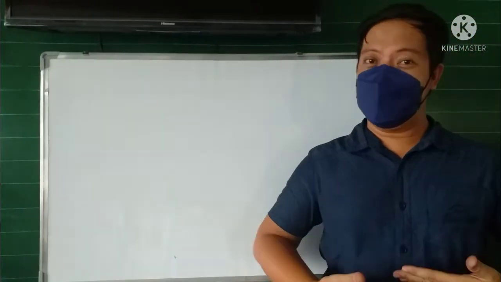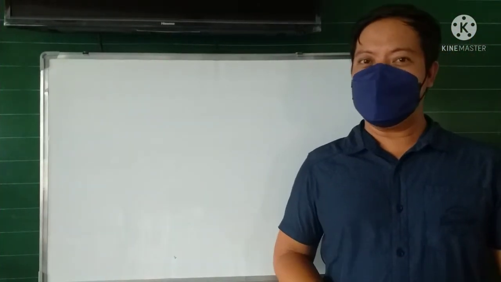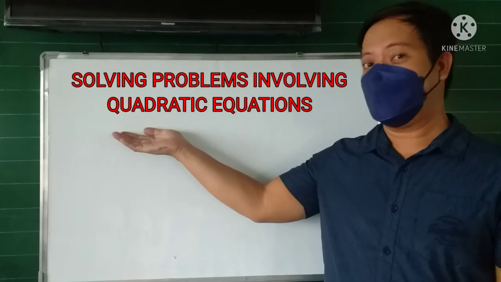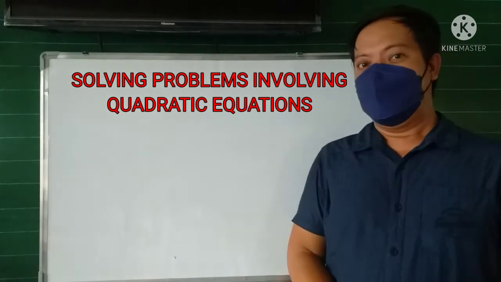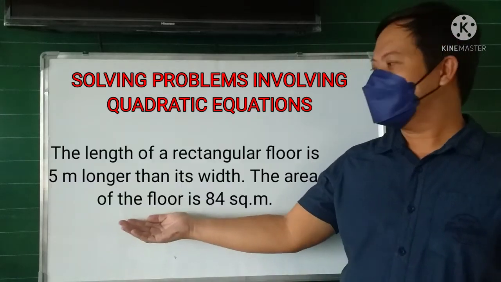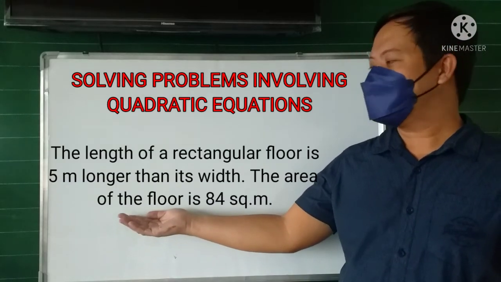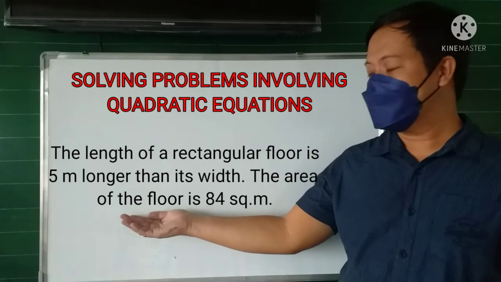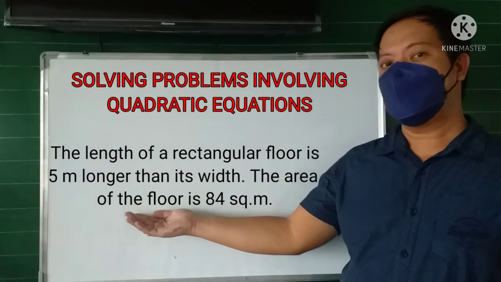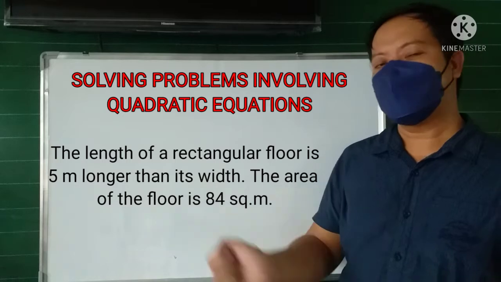I am Teacher Ernie. So today, we will be discussing solving problems involving quadratic equations. The given problem, example number 1, is a rectangular floor that measures 5 meters longer than its width and its area is equal to 84 square meters.